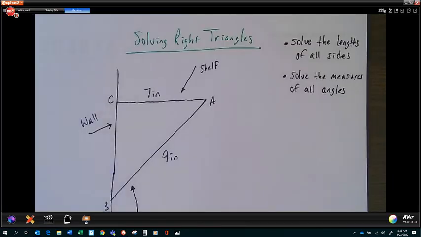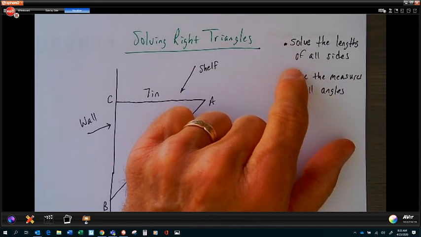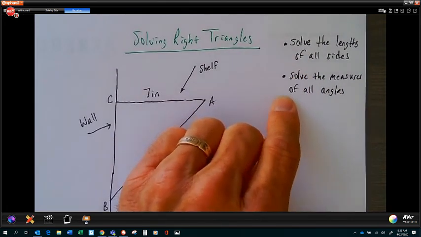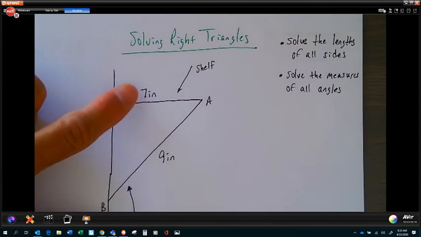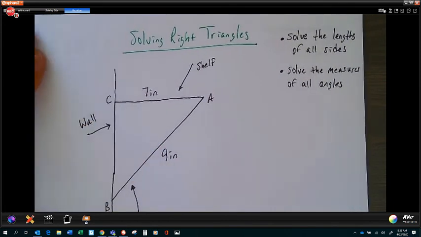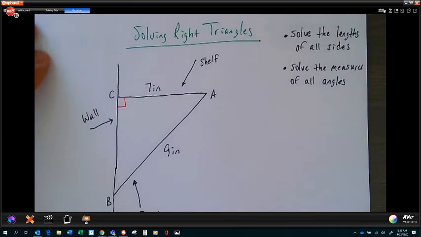Now on to solving right triangles. What I mean by solving a right triangle is we solve the lengths of all the sides and then solve all the measures of all the angles. So we only have two sides here to start. Of course, we have our angle measure here that we know of, 90 degrees. That's our only angle measure.